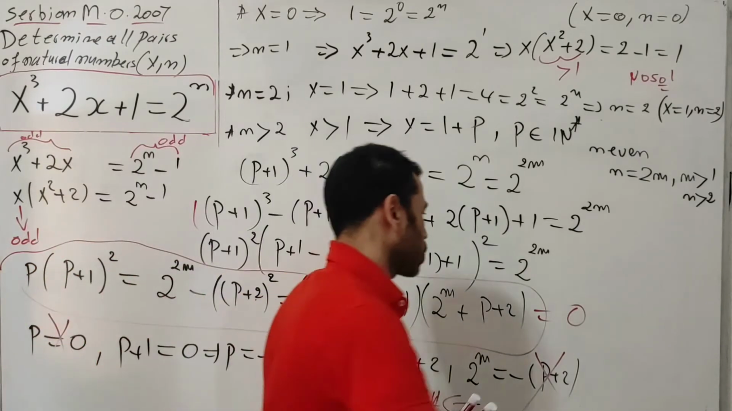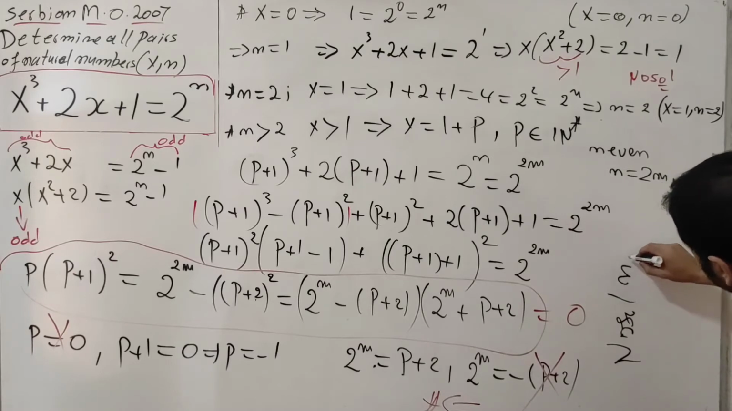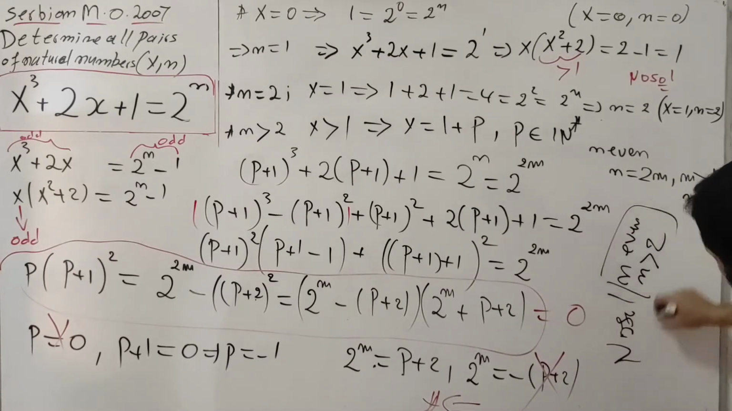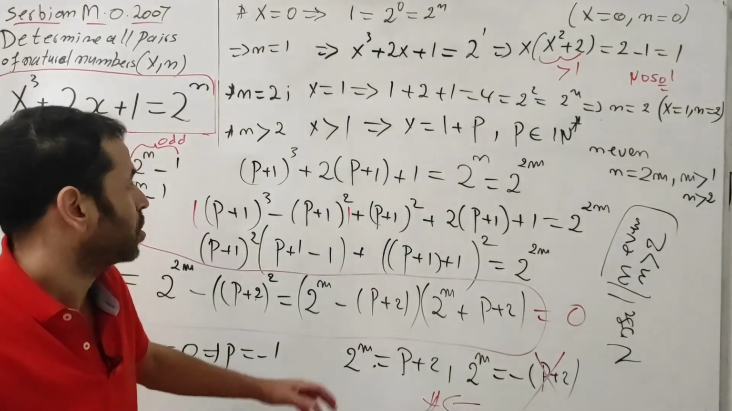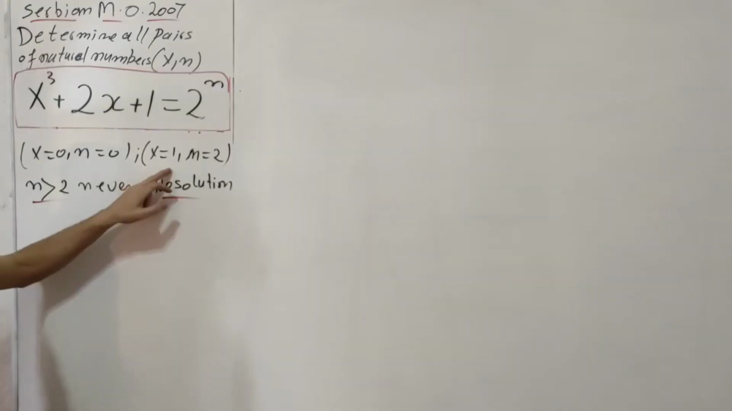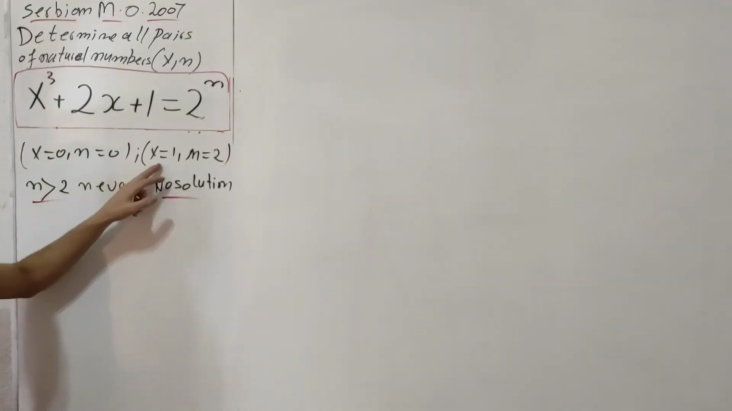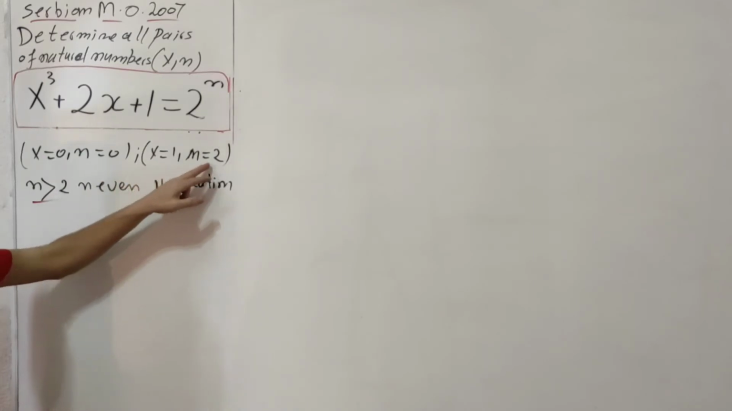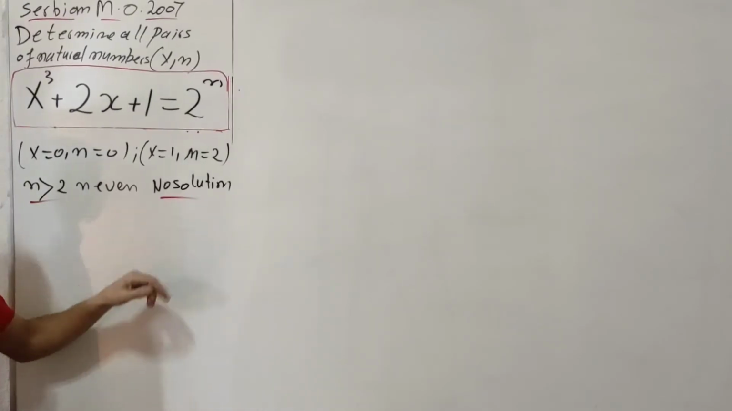That means we have no solutions when n is even and n strictly superior than 2. Okay, now let's move on to check the next case, when n is odd, n superior or equal to 3. Previously we found only two solutions: x equals 0 and n equals 0, and the next solution was x equals 1 and n equals 2. So when n is even and strictly superior than 2, we have no solution as well.